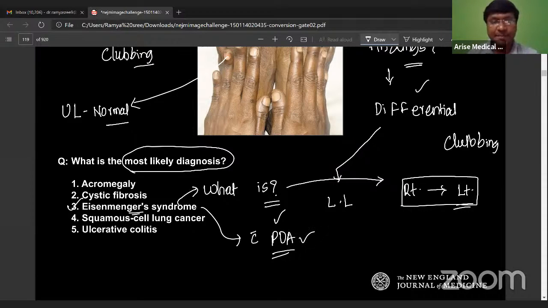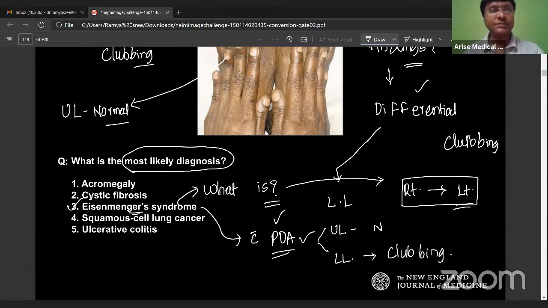That is in case of the PDA. So in case of PDA with Eisenmenger's, the upper limbs will be absolutely normal, whereas in the lower limbs you will have the presence of clubbing. Or there can even be cyanosis as well. This is what is called differential clubbing. All right. Now we will move on to the next question.